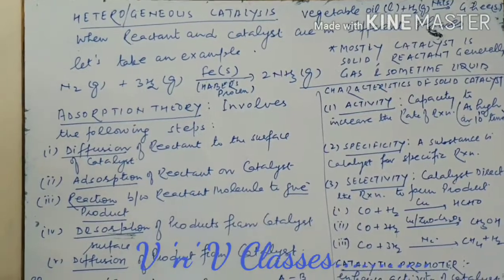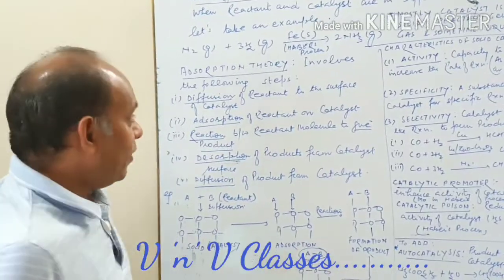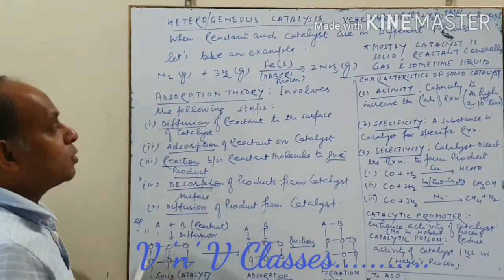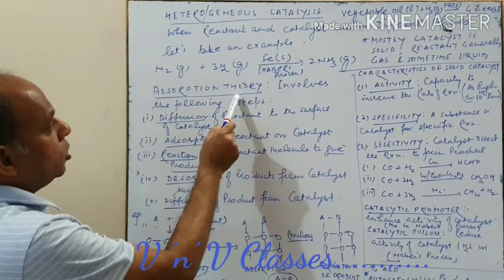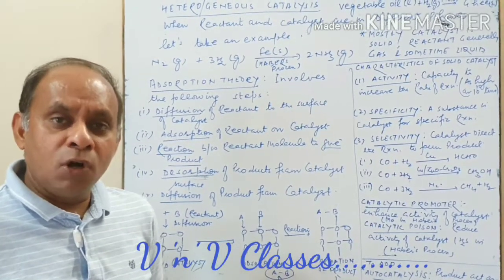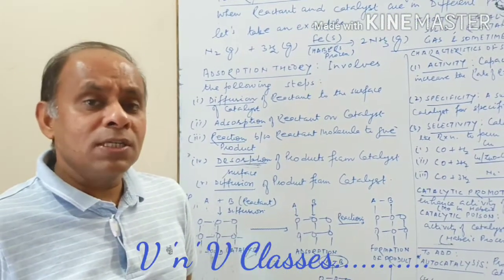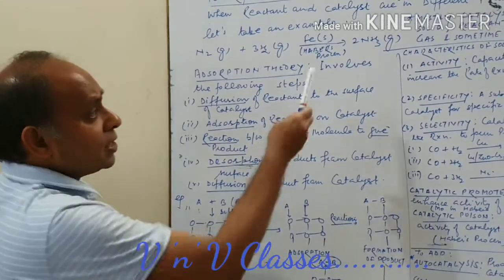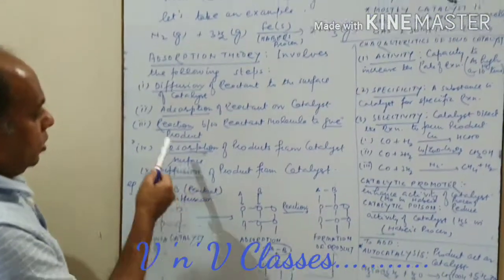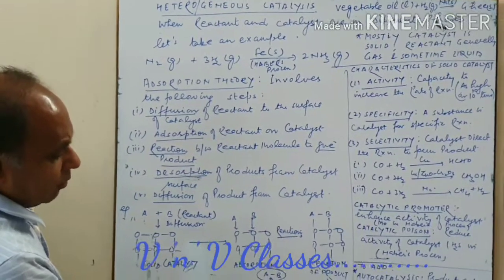Now, as we discussed the mechanism of homogeneous catalysis, similarly we have to talk about the mechanism of heterogeneous catalysis also, and to explain it, we have the adsorption theory. The name tells us adsorption will involve the surface of the catalyst, not the bulk. And as I told, mostly the catalyst is solid. So what are the important steps? This process completes in 5 steps. It is represented diagrammatically here also.